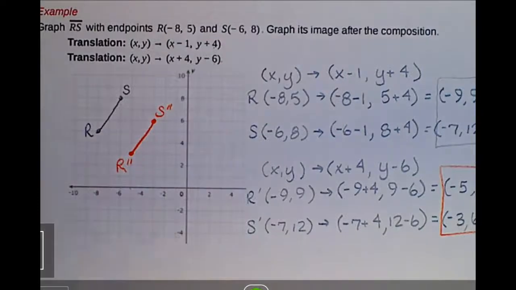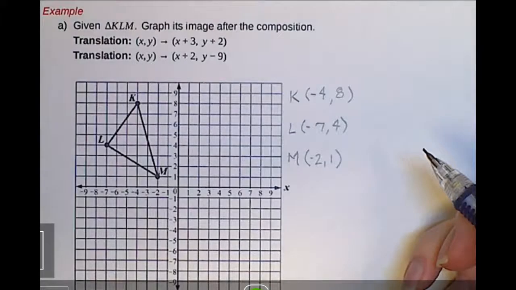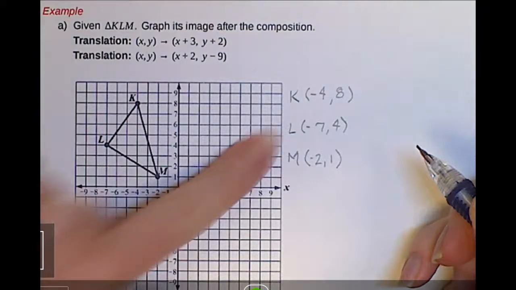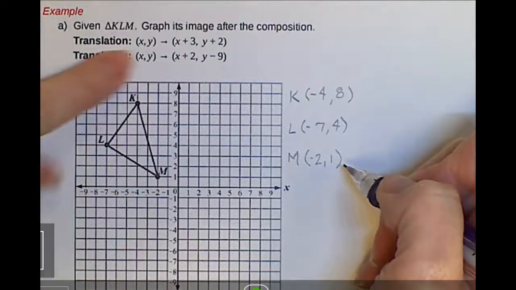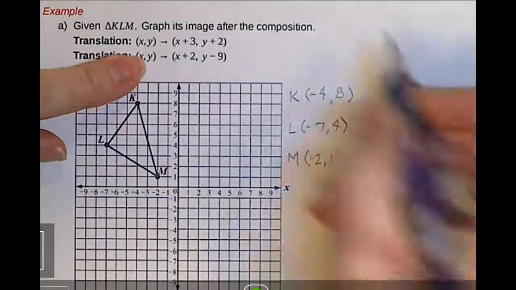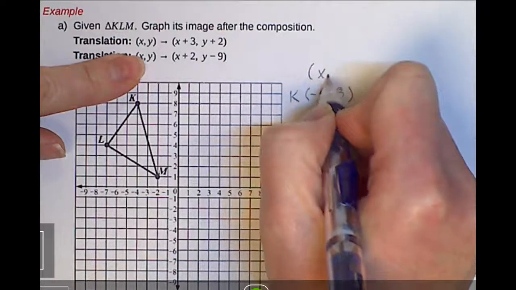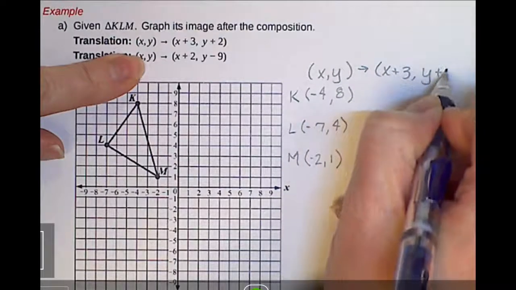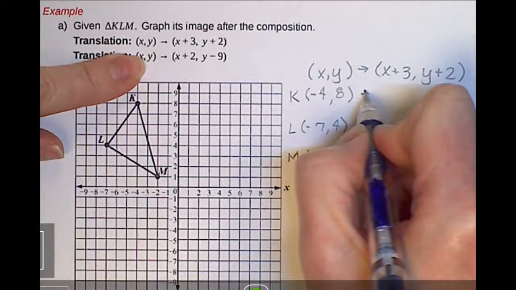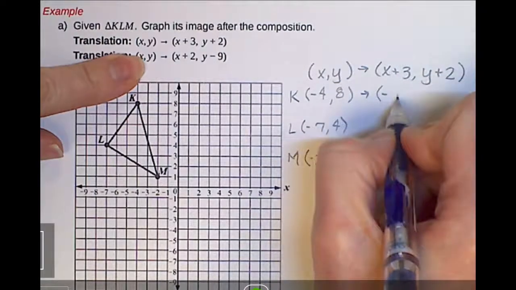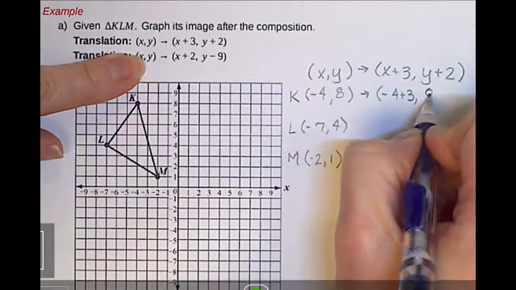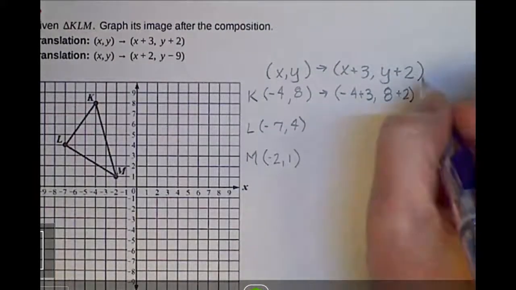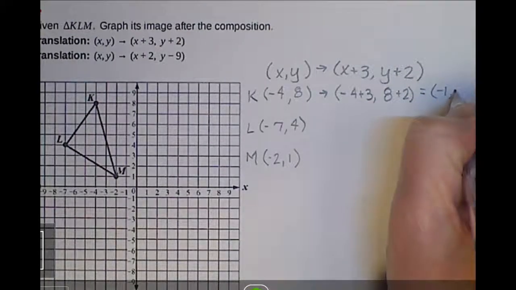Let's do a second example. We are going to do the exact same thing we just did in our previous example. This time we had to figure out the points of our figure, so I wrote them all down. We're going to do our first translation, the one that's listed on top first: XY yields X plus 3, Y plus 2. If we work with K, that is negative 4 plus 3, 8 plus 2. That will give us K prime, which is negative 1, 10.